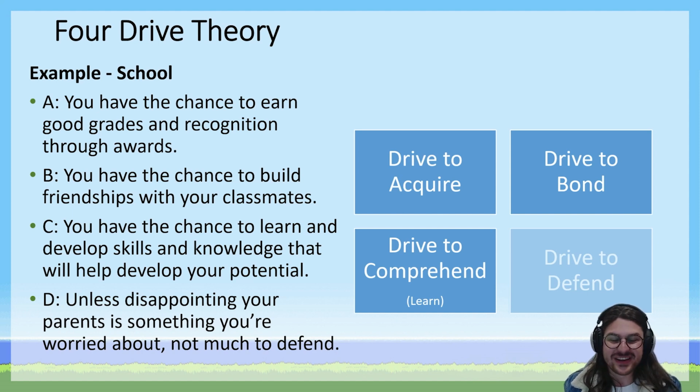Now, we did say at the beginning of this lesson that when more than one drive is activated, a person is more motivated. And so we can use the example of school to consider how motivated you are at school. Certainly, at school, you have all sorts of things you can achieve. You have good grades, you have rewards for certain behaviors. You might have teachers that like to give out little prizes for certain behaviors. Whatever it is, school is full of opportunities to acquire recognition. So your drive to acquire should be activated.